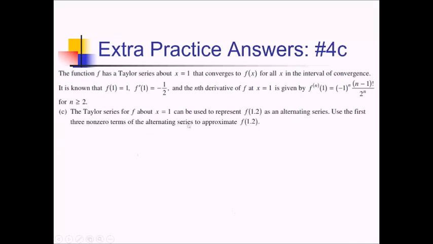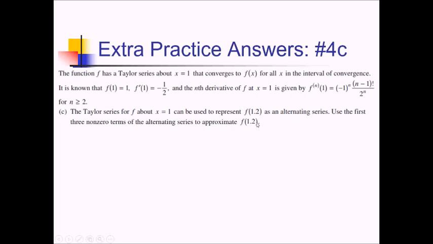For this part, they said that the Taylor series for f about x equals 1 can be used to represent f of 1.2 as an alternating series. Okay, if they say so. Use the first 3 non-zero terms of the alternating series to approximate f of 1.2.